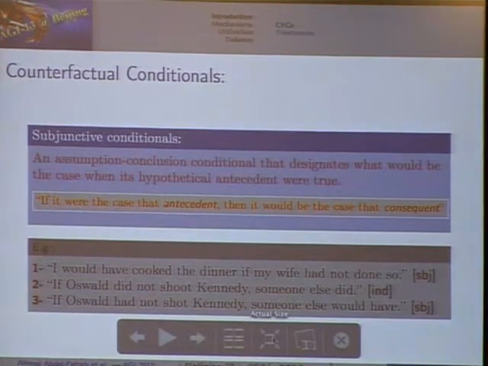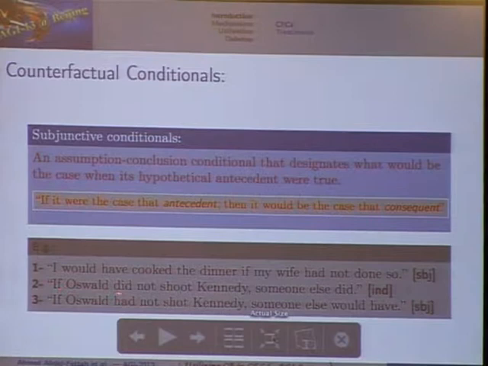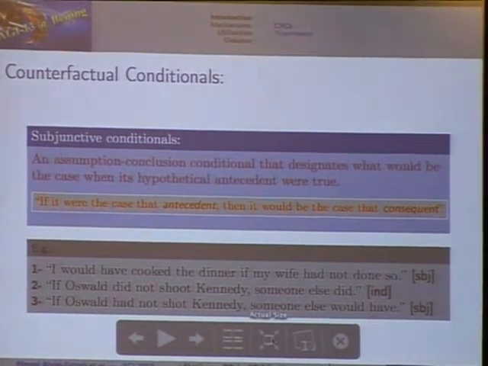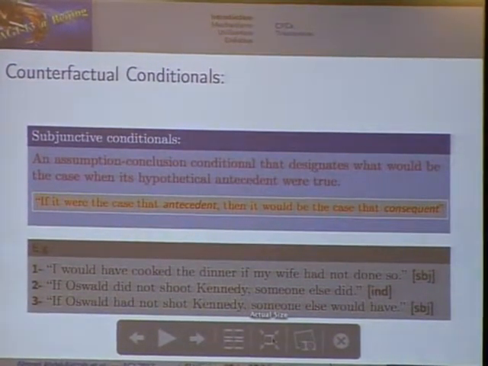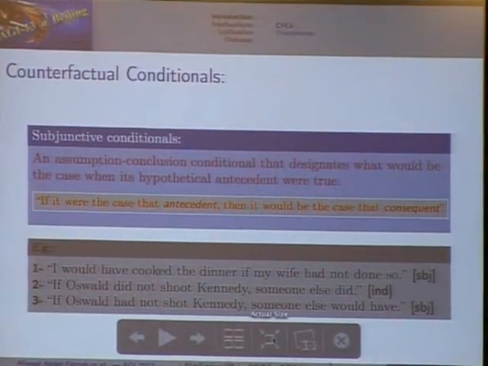So the second and the third statements are famous ones to indicate the difference between the indicative and the subjunctive mode. So in the second one, we say if Oswald didn't shoot Kennedy, someone else did. If Oswald had not shot Kennedy, someone else would have. So as pointed out in the literature, people might agree to the first one, but not to the second one.